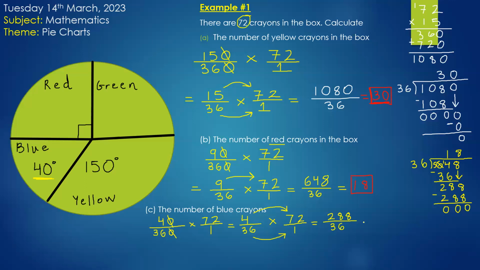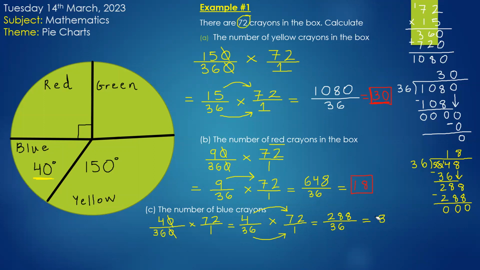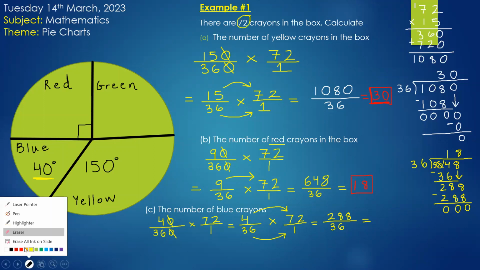36. Good. And what is 288 divided by 36? We saw that before. That's 8. So that means that there are 8 blue crayons. Pretty small amount.